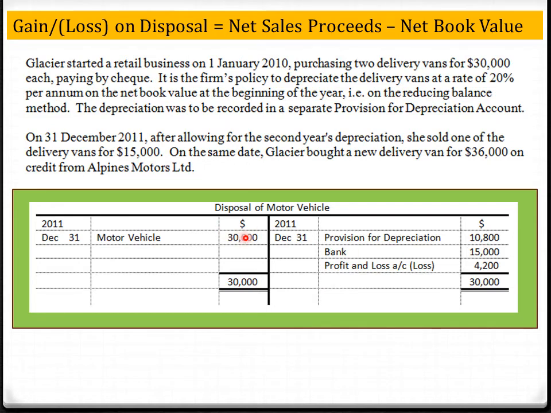Now, actually, this is really the net book value. If you take a look, 30K minus 10,800 will give you 19,200. And you want to compare it with your sales proceeds. So 19,200, compare it with 15,000 that you actually receive for this particular sale. You realize that you actually make a loss of 4,200.